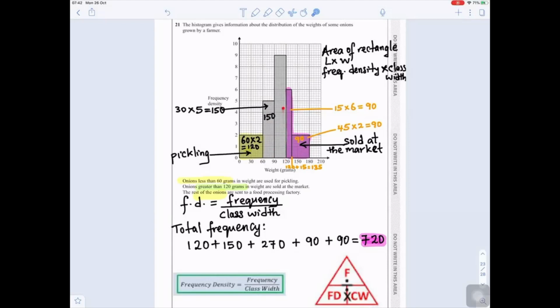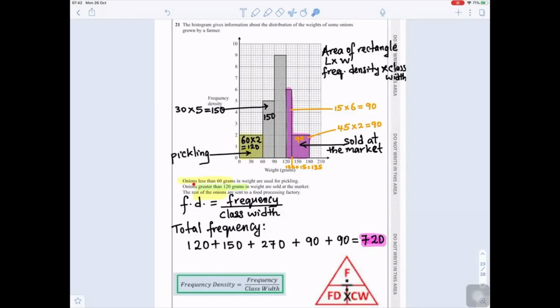The next one is 270. The next one is 90, and the next one is 90. You add all of them together, 120 plus 150 plus 270 plus 90 plus 90 gives you 720. And all we're doing is multiplying the length times the width for each of those bars.